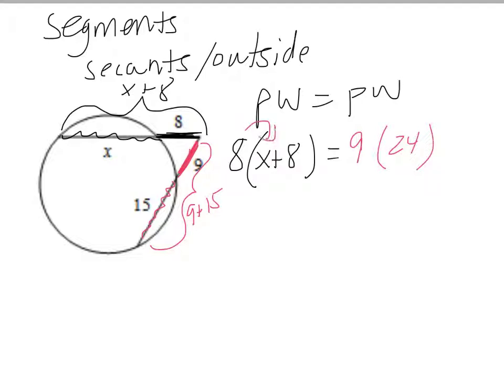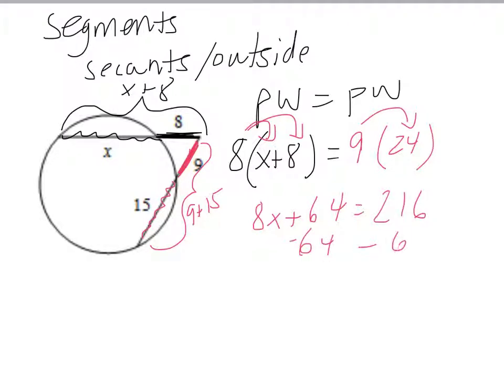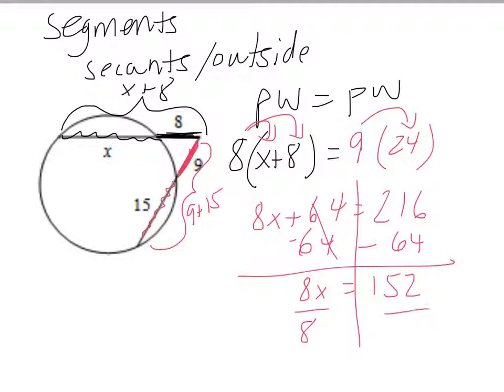So over here I have 8 times x is 8x. 8 times 8 is 64. Equals 9 times 24 is 216. Now I'm going to subtract 64 from both sides. And I'm left with 8x on this side equals 152 on the other side. Divide both sides by 8. And I get 19 for the value of x.